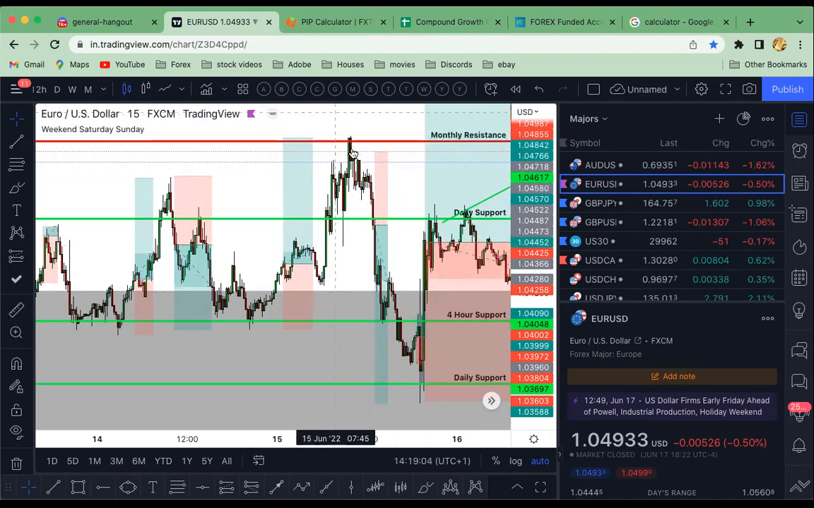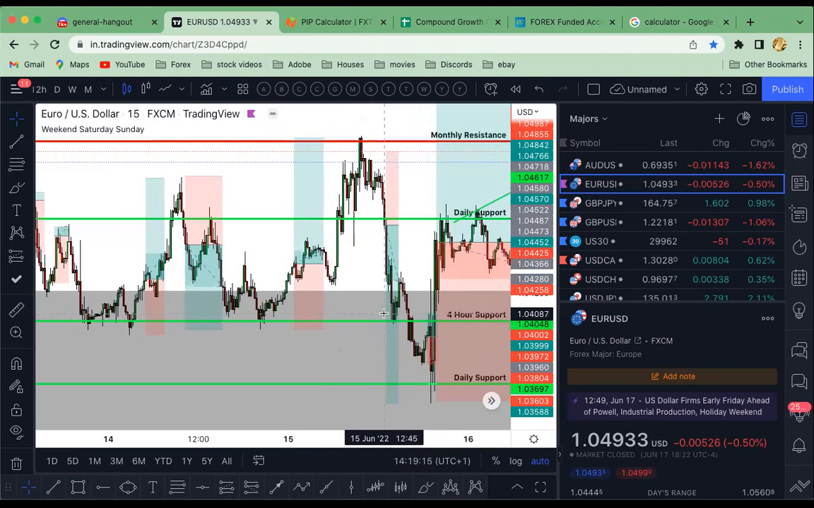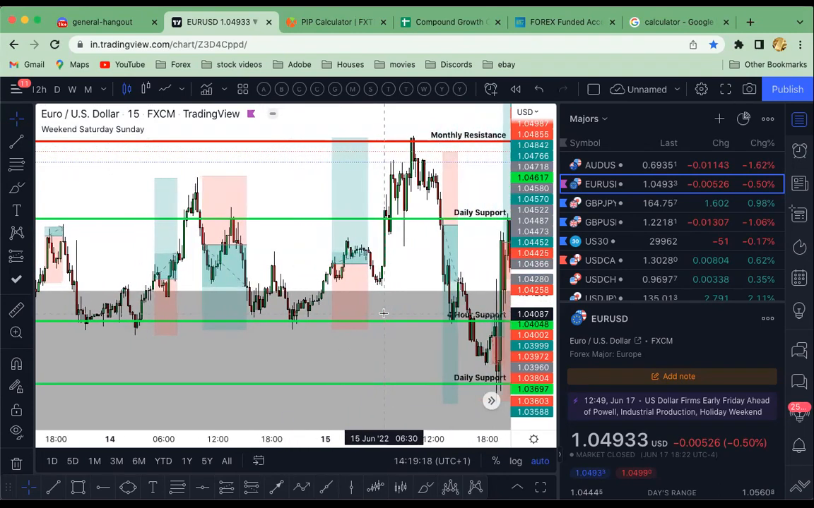Simple. Even though it moved off of this level, it was cool because it told me it broke structure. The trade it told me to enter, I entered the market. Do you understand? Does that make sense? Yeah, everything makes sense there. Yeah, it makes sense.